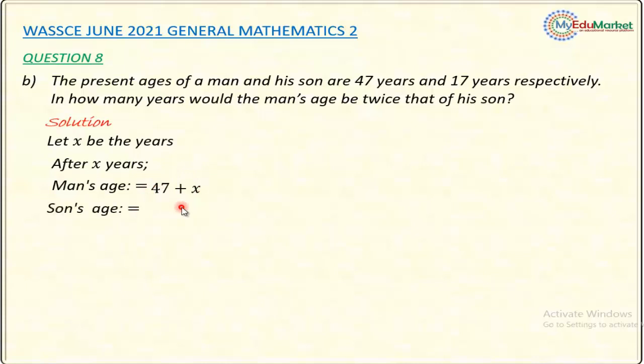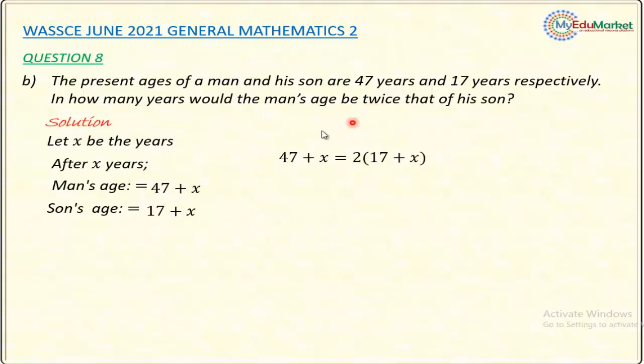Similarly, the present age of the son is 17, so after x years the son is going to be 17 plus x. So I'm going to use this to formulate an equation which says the man's age is twice that of his son. Twice means 2 times.